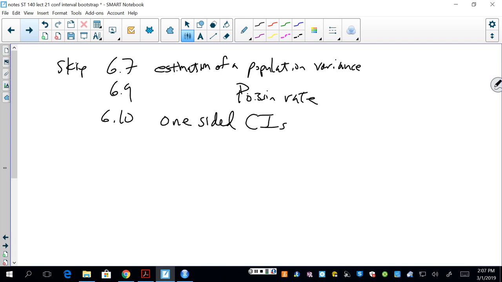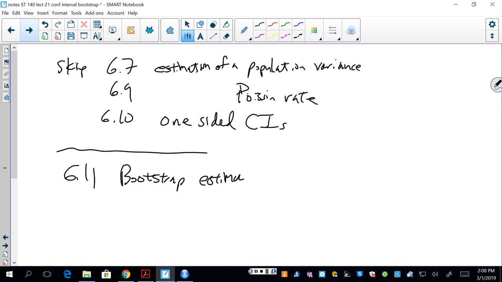What we're going to do now to finish up today is actually in 6.11. And this is something called a bootstrap estimate of standard error.